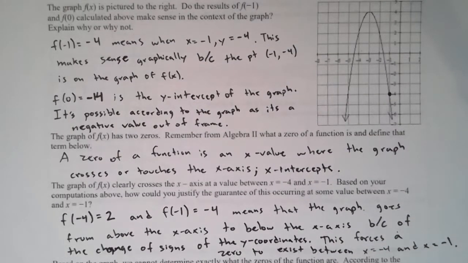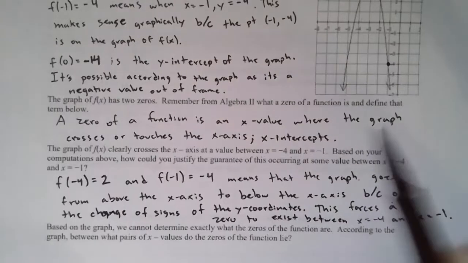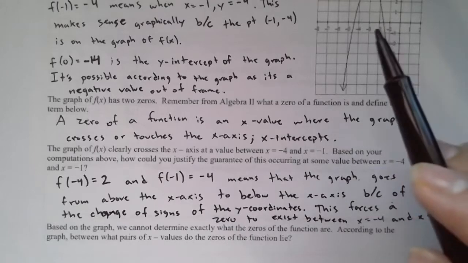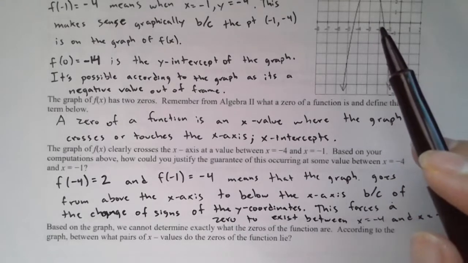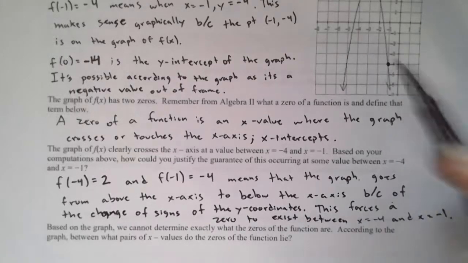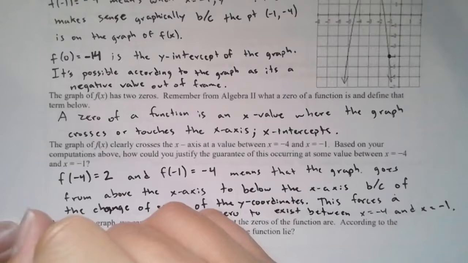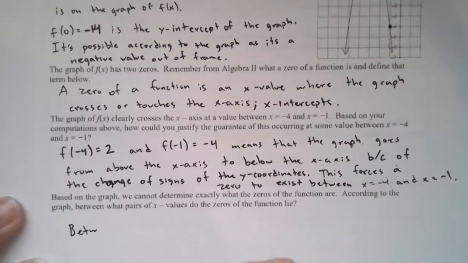Based on the graph, we cannot determine exactly what the zeros of the function are. Notice that it's crossing in between two integers, so it's hard to say what they are just looking at them graphically. According to the graph, between what pairs of x values do the zeros of the function lie? Now this we could estimate. There's definitely one.